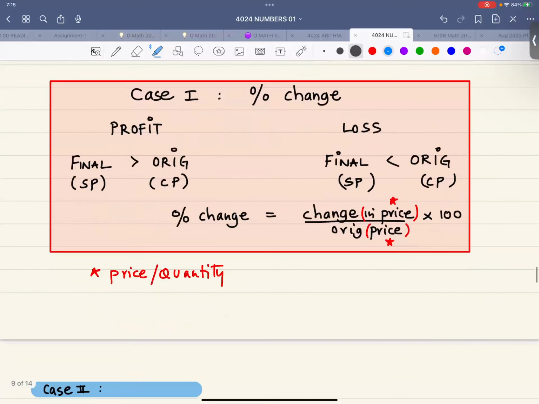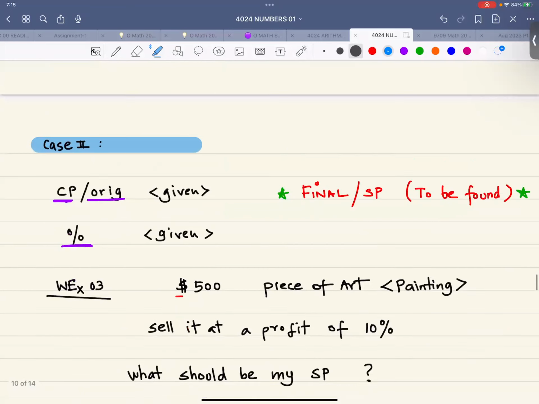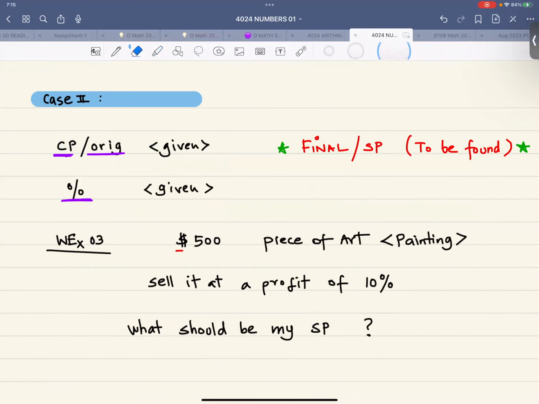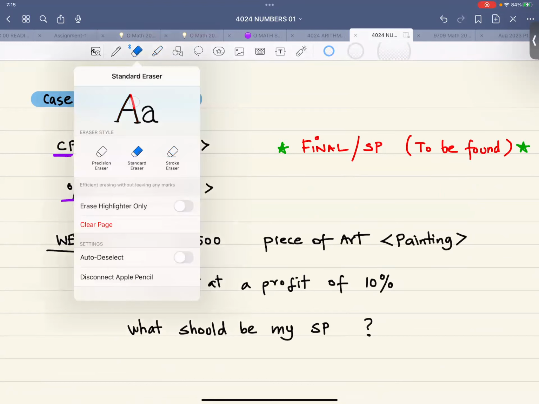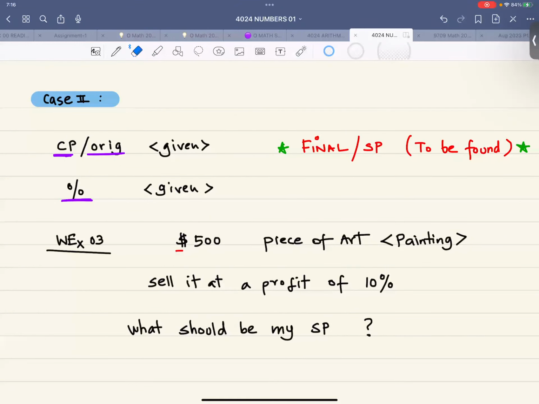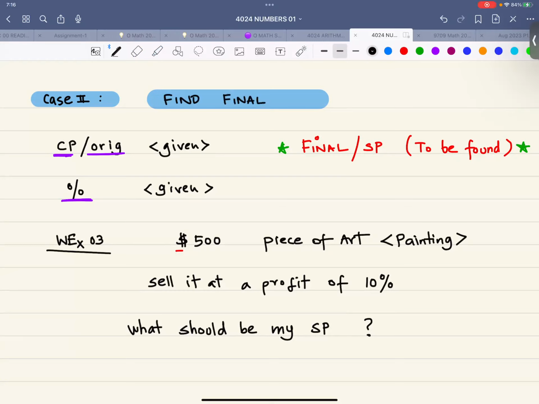Now let's move on to the second case. Case number 2. What is it that we are looking for over here? In case number 2, we are looking for the final value, the final price. The objective is to find the final value or the final price. This value could be about quantity also. This could be about price also.